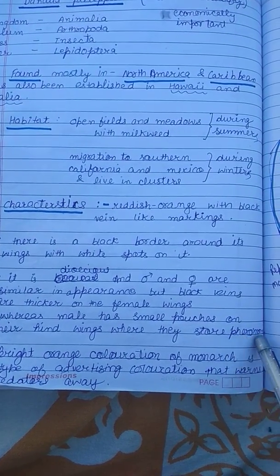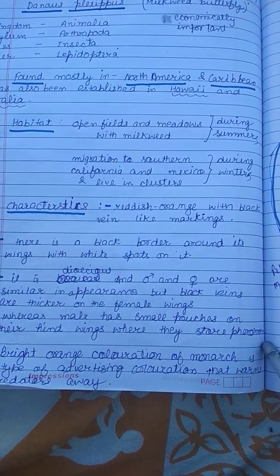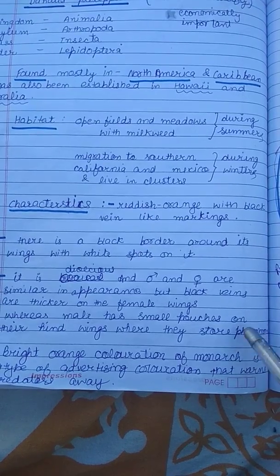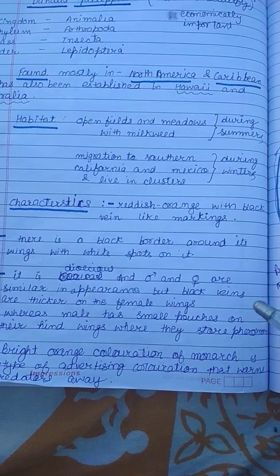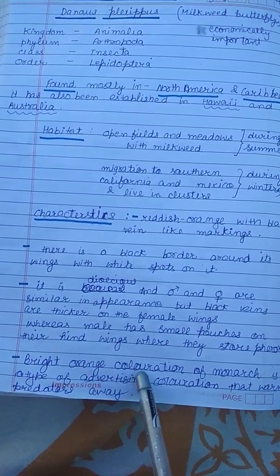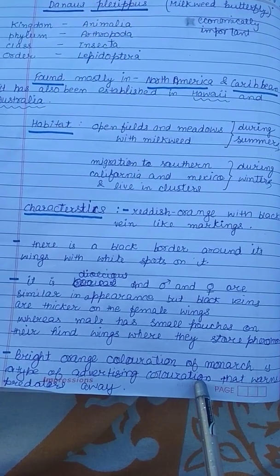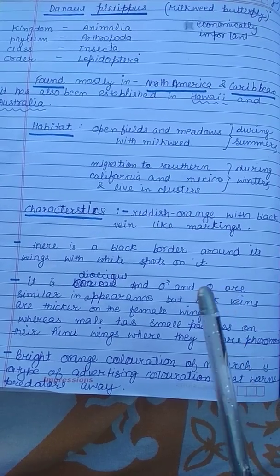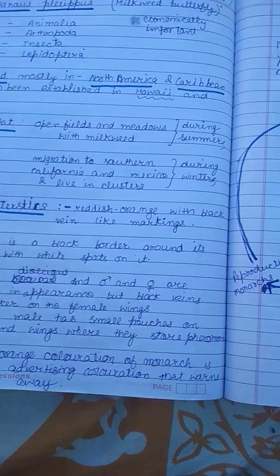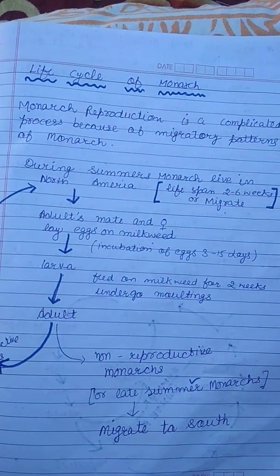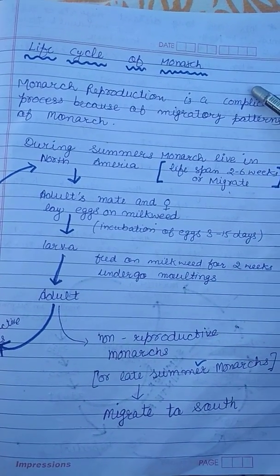Pheromone is a chemical secretion of the male which attracts the female for sexual intercourse. The bright coloration of monarch is a type of advertising coloration that warns the predators to remain away from the monarch butterfly. Now, the life cycle of monarch butterfly.